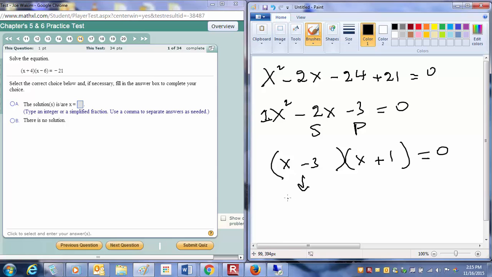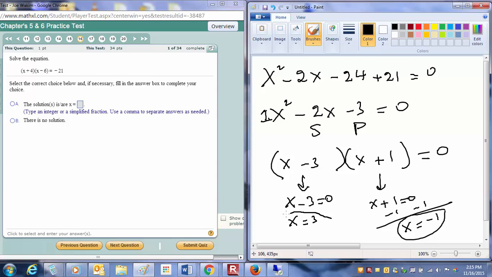And to make this equal to 0, then x equals 3, because you can add 3 to both sides. And if you make this equal to 0, then subtract 1 from both sides, and x would be negative 1. And these are the two solutions for this problem, 3 and negative 1. Make sure that you put 3 or negative 1, put a comma, and then list both of them. So you separate them. You don't have to put x because they already have an x here.